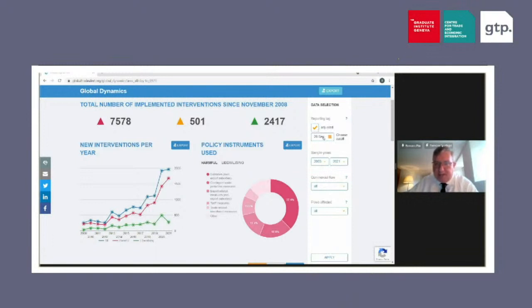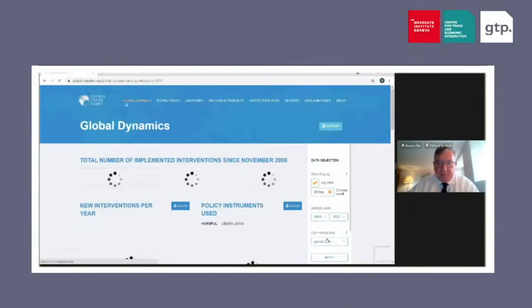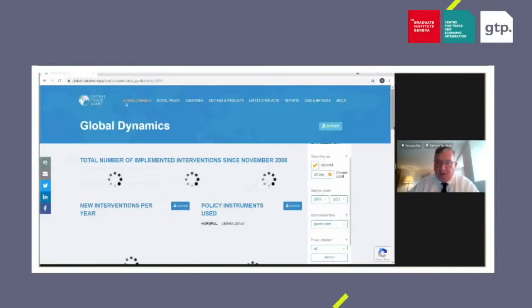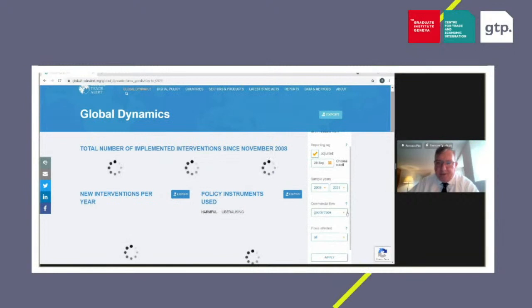Another feature you can use on the global dynamics page is to choose which trade flow you wish to consider. The statistics here are for all forms of trade. Suppose you're interested in goods trade, then you could click on goods trade and hit apply, and the results would be recalculated for goods trade only.